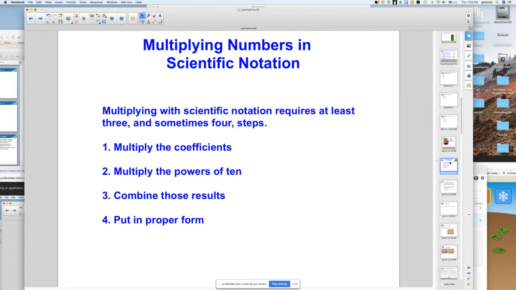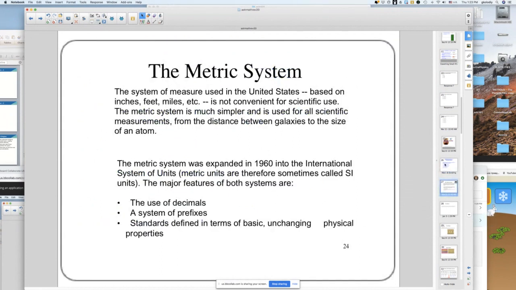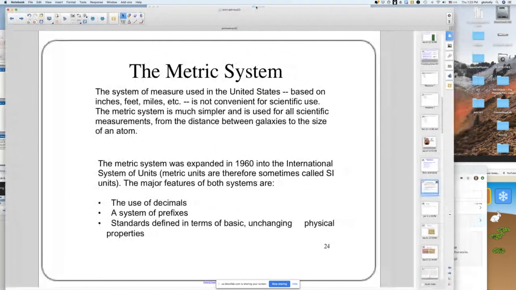Well, multiplying with scientific notation requires a couple of steps. You multiply the coefficients, in other words, the numbers like 1.58 or whatever, and then you multiply the powers of 10. And then you combine the results and put it in proper form. So we're going to do an example in a bit. But right now, let's talk about the metric system.